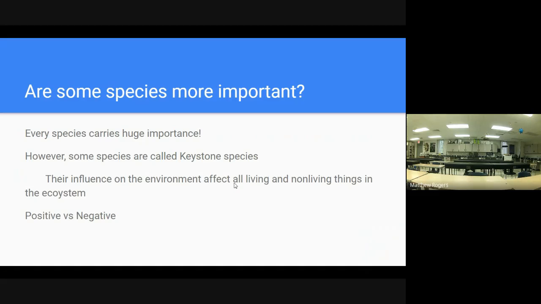And so this is a common thing. If we remove squirrels, then these species would suffer. And if those species suffer, then other species suffer. We're all interconnected in an ecosystem. Now, there are more important species in an ecosystem, and those are called keystone species. Their influence on the environment affects all living things and can even affect non-living things.